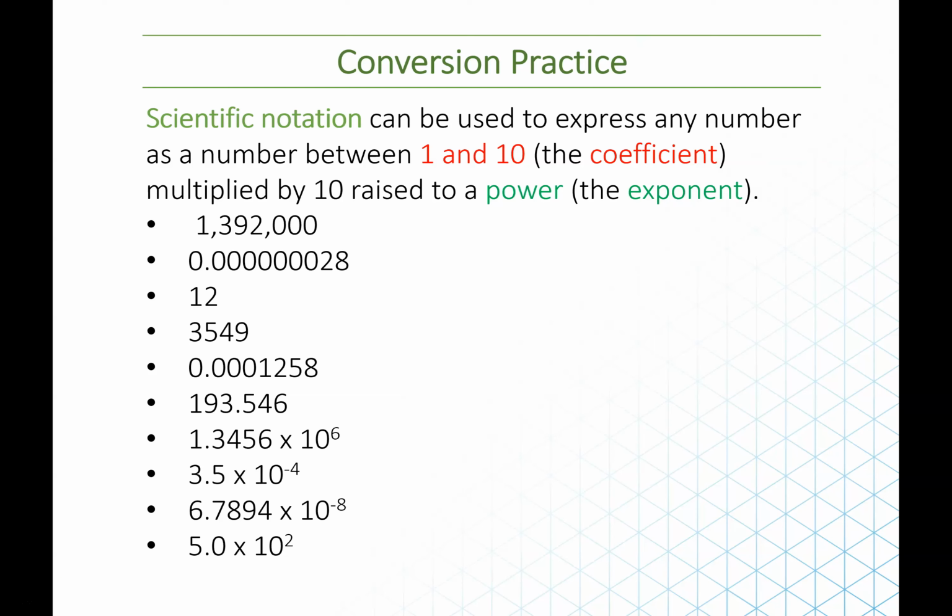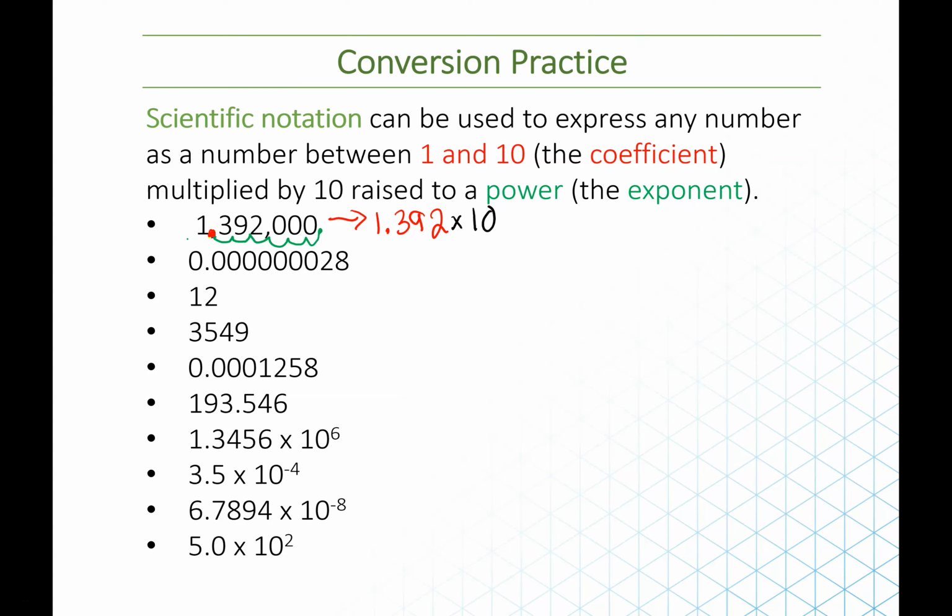So this first one is a standard notation number. We need to turn 1,392,000 into a number between 1 and 10. We can do that by placing a decimal right here between the 1 and the 3. That turns this number into 1.392, and we can leave those trailing zeros off because they're not significant digits. And then we have to figure out our power. We're going to count from where the decimal started at the end of the number to where we put the decimal to make our coefficient, and we have 6 spaces.